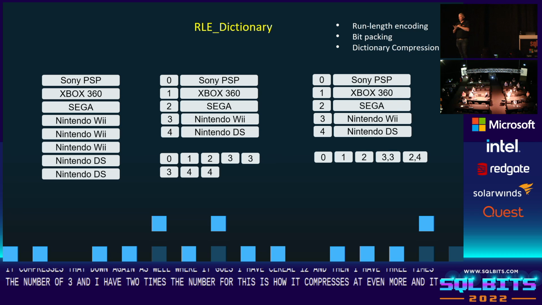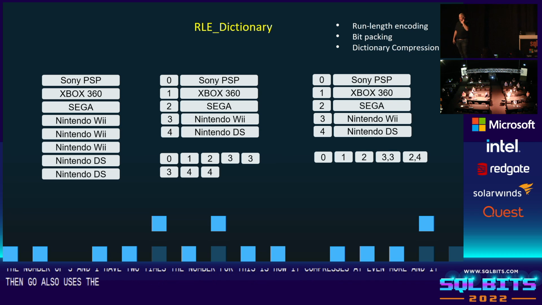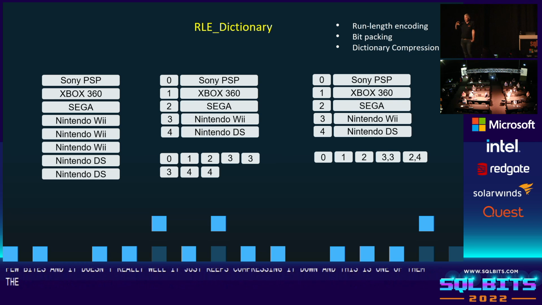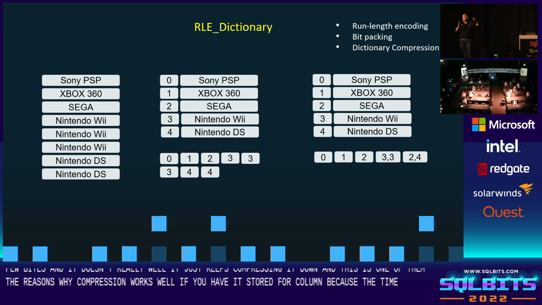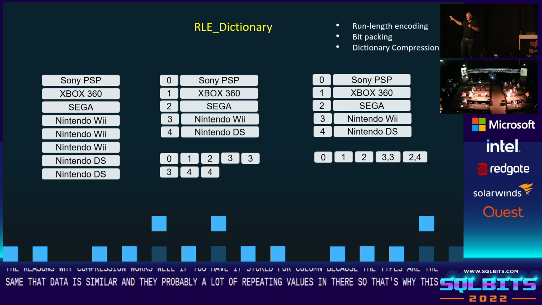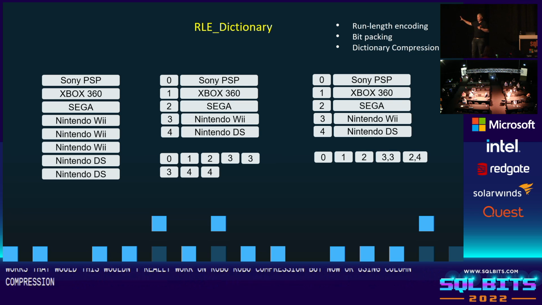And it then also uses the data type that it needs to store the numbers. So the 0, 1, 2, 3, 3, 2, 4 fits in a few bytes, and it does that really well. It just keeps compressing it down. And this is one of the reasons why compression works well if you have it stored per column, because the types are the same, the data is similar, and there's probably a lot of repeating values in there. So that's why this works. This wouldn't really work on row-by-row compression. But now we're using column compression, you can do things like this.